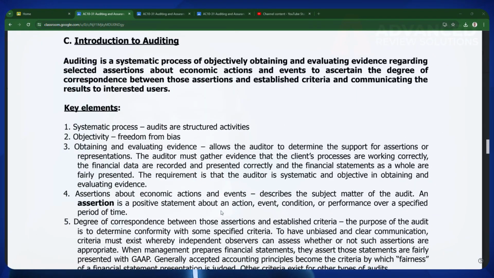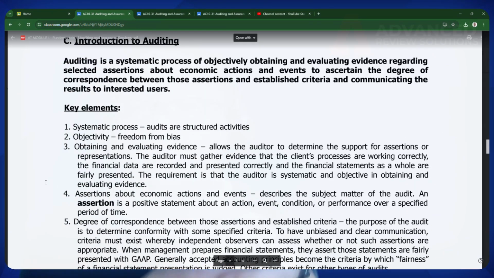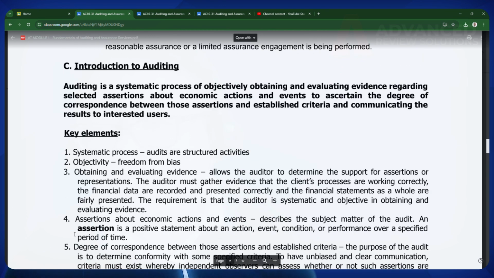All right. Pag sinabi class auditing, it is a systematic process of objectively obtaining and evaluating evidence regarding the selected assertions about economic events, actions, to ascertain the degree of correspondence between those assertions and established criteria and communicating the results to the intended users. Okay, one by one tayo. Ano bang ibig sabihin ng auditing?